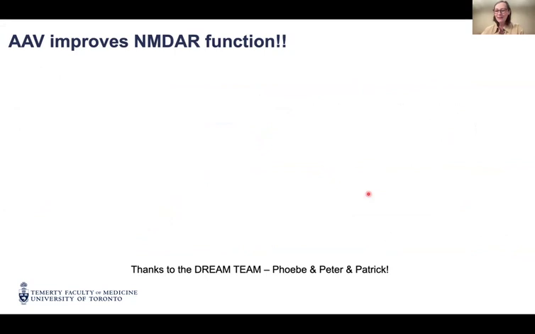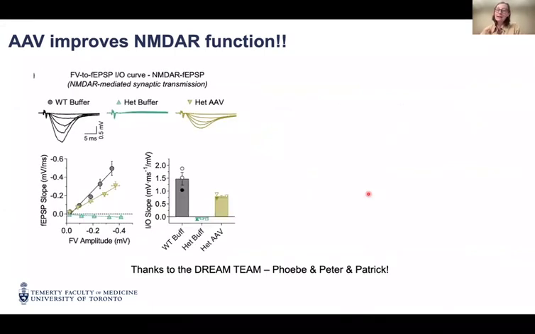Okay, so this is the next step that the dream team did. They did it with another animal. So this one has a more deleterious variant. It's Y647S. And so this one is really at a very important part of the channel that affects the flow of ions. It's right at that ion gating part of the channel.